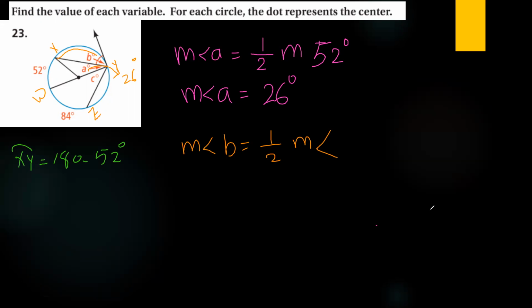Which is 128. And XWZ also is 180. Okay, let's keep it for later on. So now, since the measure of the arc XY is 128 and angle B is the angle between the chord and the tangent line, the measure of angle B will be half the measure of the arc of 128. So the measure of angle B will be 64 degrees.